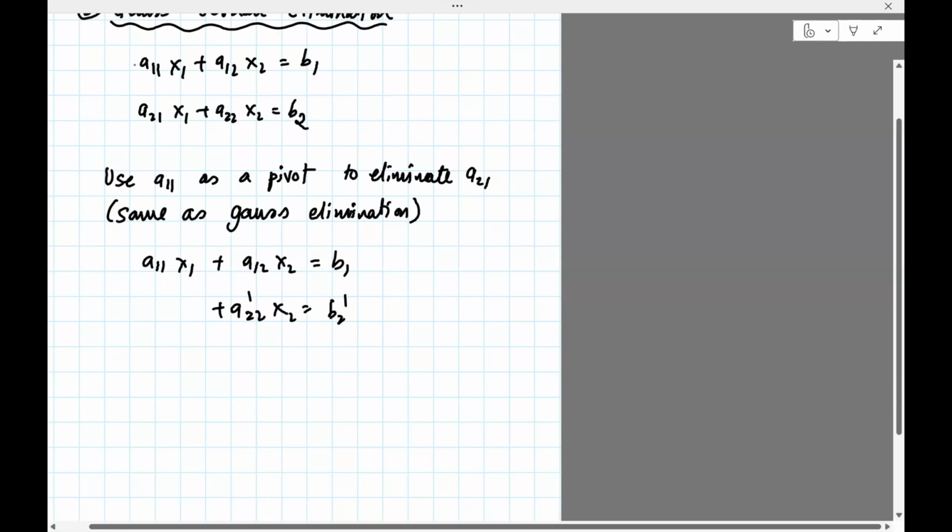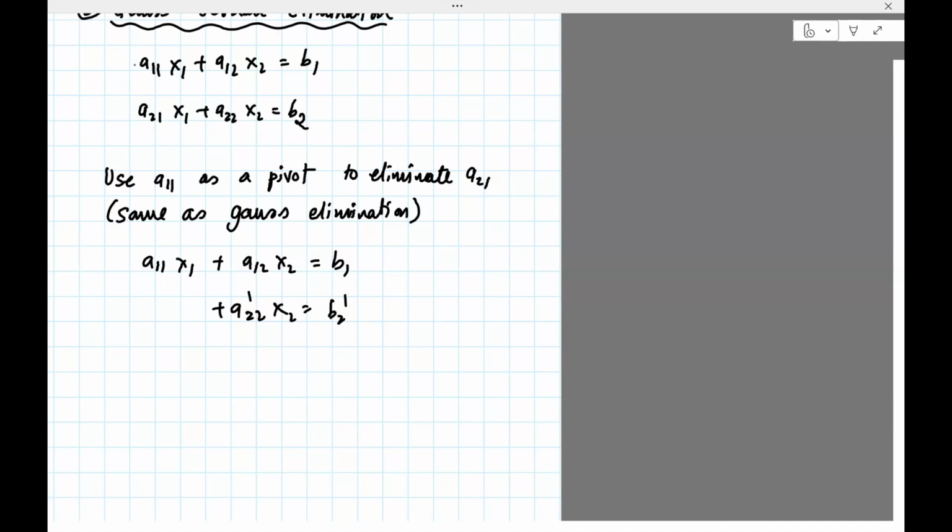The difference is this. What Gauss elimination will do is it will do two things. One is it will try to make a 1 as a pivot.